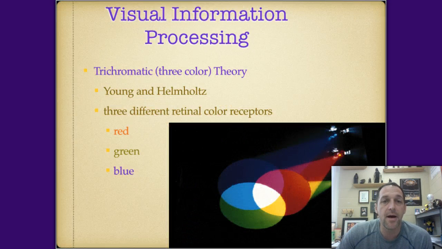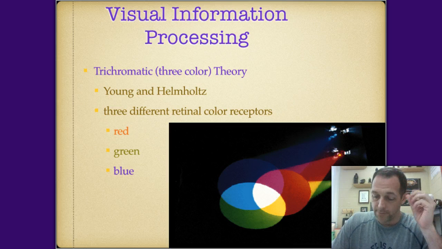All right, and we have now the trichromatic theory, or three-color theory. It's also known as the Young-Helmholtz theory. These are two professors, two researchers who came up with this. We have three different retinal color receptors: red, green, and blue.